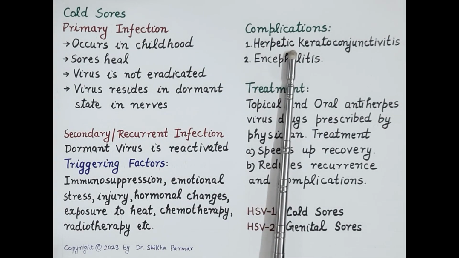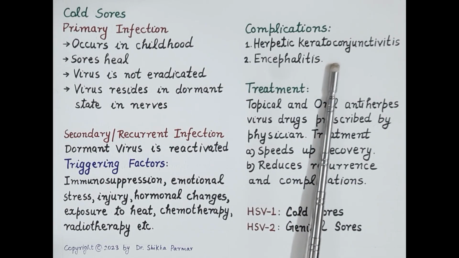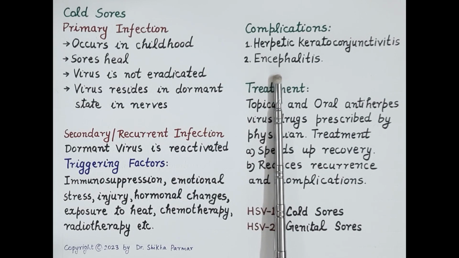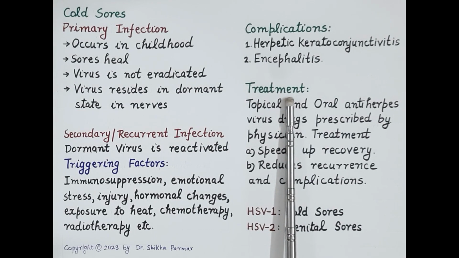Now, let's study complications of cold sores. Cold sores are usually mild, but they can cause complications. If infection from the cold sore blisters spreads to the eye, then it can cause herpetic keratoconjunctivitis. If not treated, this can result in blindness. If the infection reaches the brain, it can cause encephalitis. Even though cold sores heal without treatment, treatment with anti-herpes virus drugs plays a very important role in the management of cold sores.